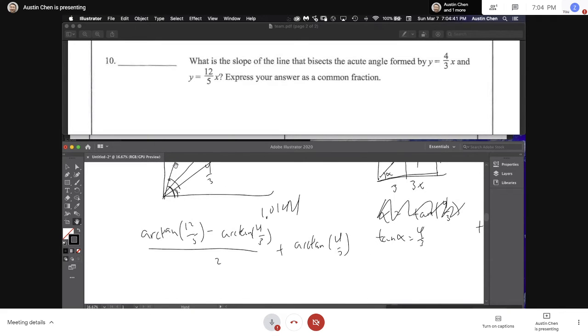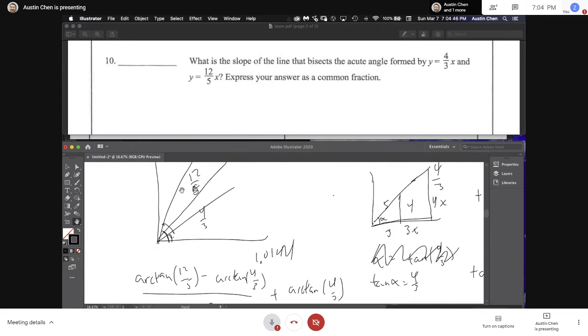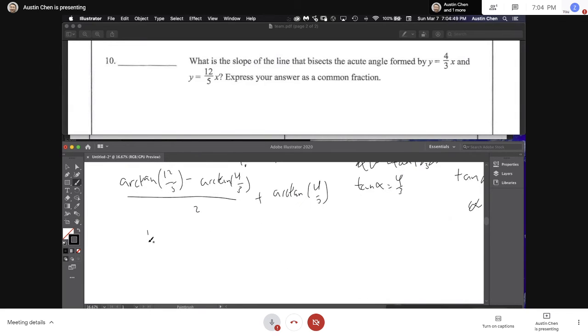You can also think of it as just the average of the two angles of our line. So then it would just be arctangent of 12/5 plus arctangent of 4/3 over 2. And we can also see that our before expression, if you combine this into there, you would also get this expression. Okay, but yeah, you arc tangent on the slopes, not tangent. Okay, so let me do that.